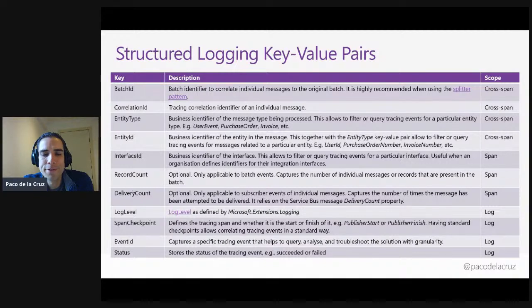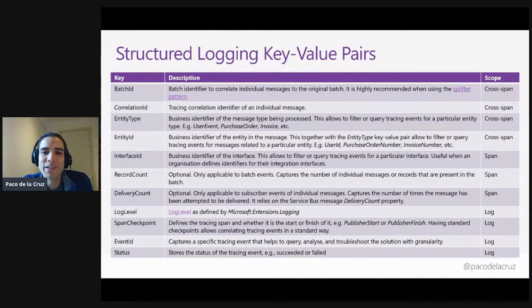Next one is span checkpoint. So we're going to have 2 checkpoints per span. So when we start the span, when we finish the span, so for example, publisher start or publisher finish. And having these standard checkpoints would allow us to query these correlated tracing events in a standard or structured way.